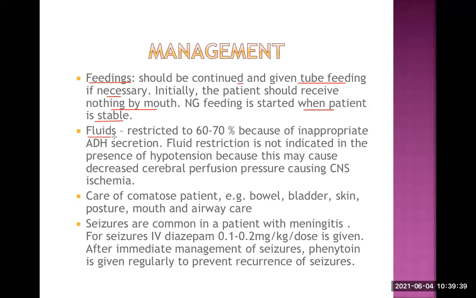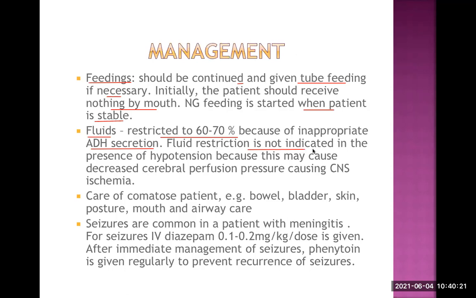Now, what type of fluid do we give? It is restricted to 60 to 70% because of inappropriate ADH secretion, that is SIADH. So remember one important point: in SIADH, the total amount of fluid which we give is only 2/3 of the maintenance. 60 to 70% is 2/3 of the maintenance fluid. Calculate the maintenance fluid, you all know how to calculate that, and then calculate 2/3 of the maintenance, then give it. That's the way in case of SIADH.